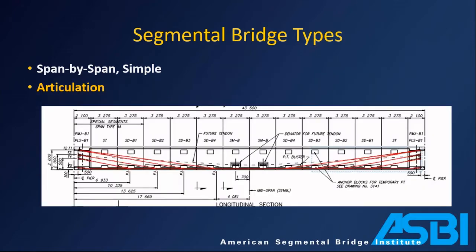Next, oh, sorry, forgot PT. So the PT is, again, very simple. So the PT is self-contained within the span. It anchors in the diaphragm on either end, and it follows a drape pattern to give you resistance to the positive bending that you see for a simple span. So very straightforward, kind of easy to understand how that works.